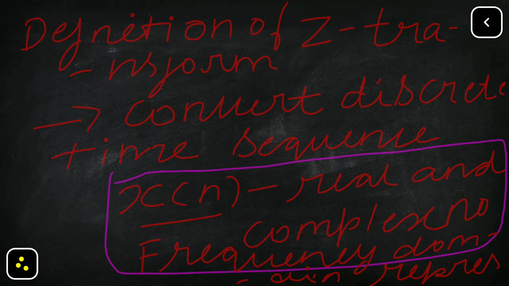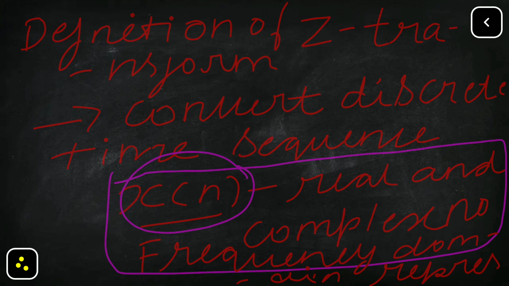And then we learned about the definition of Z transform. What is the definition? It says that it will convert a discrete time sequence, that is this x of n, which consists of real and complex numbers, into a frequency domain representation. So this is the very small introduction of Z transform.